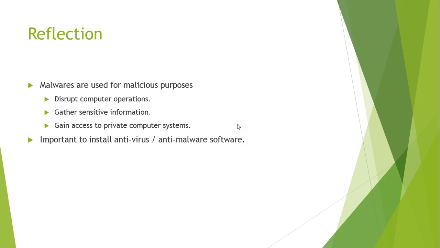As a reflection, we can conclude that malwares are used for malicious purposes, for example to disrupt computer operations, gather sensitive information, and gain access to private computer systems. So it is important for us to install antivirus or anti-malware software in order to prevent the malware from performing its malicious purposes.